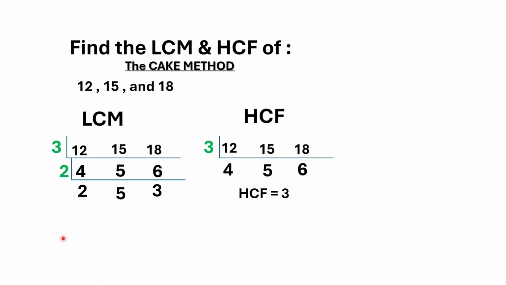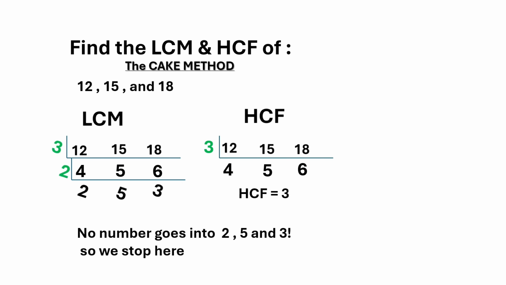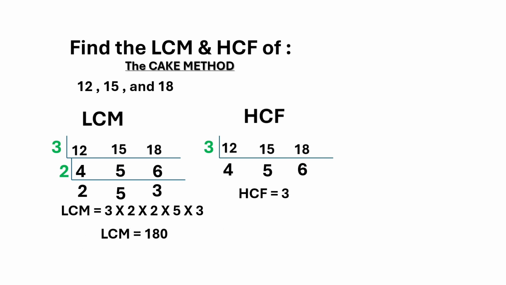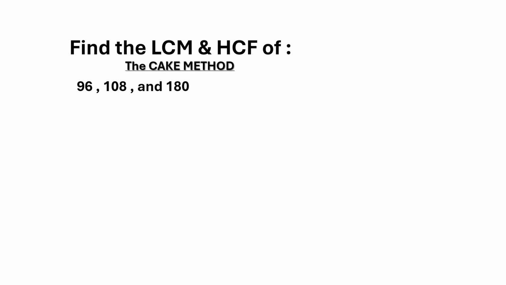Now, we can't divide 2, 5, and 3 by any number other than 1. So it's finished. Now, the least common multiple is multiplying the numbers outside here. 3 times 2 times 2 times 5 times 3, and that's 180. Did you get it? If you do, try this question. If not, follow me again.